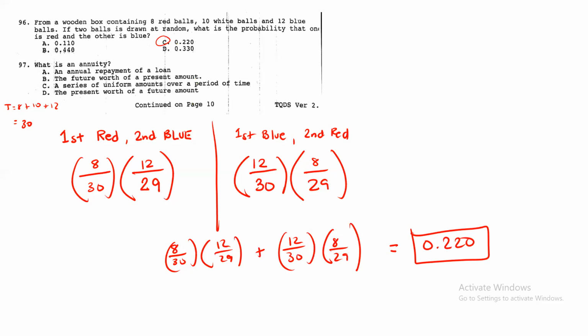The next, 97, what is annuity? So, ito yung a series of uniform amounts over a period of time. The next, 98, what is the process called when one substance mixing with another because of the molecular motion? So, sagot dyan is, so sa 98 is B, diffusion.